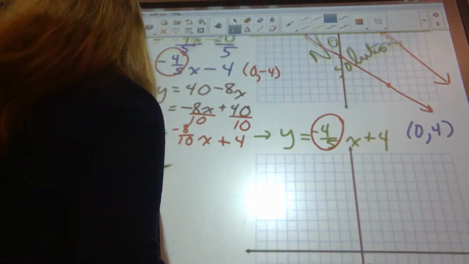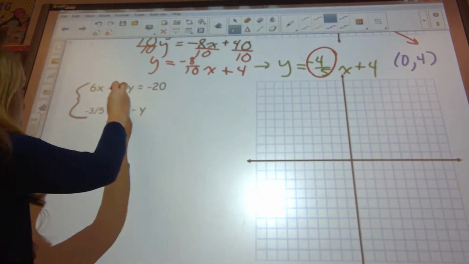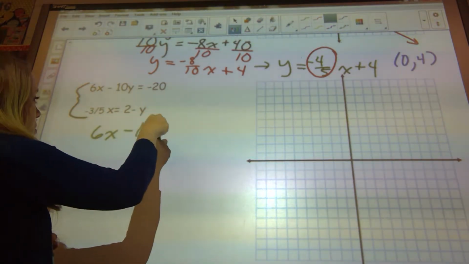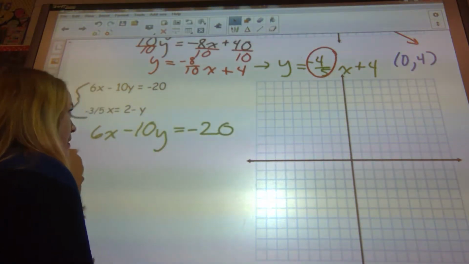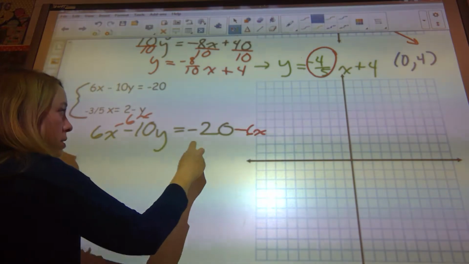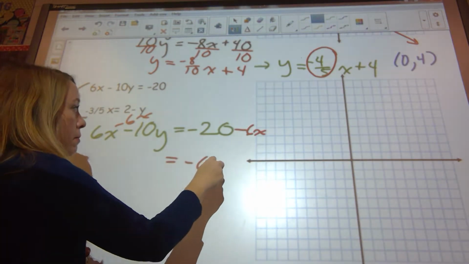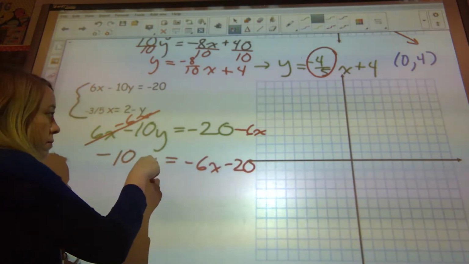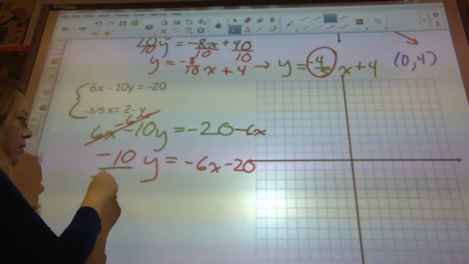All right, let's look at our last example. We have to put this into slope-intercept form, both of them, so let's do that. Here's our first equation. So I'm going to subtract 6x from both sides. And then I'm going to move it to the front because that's going to get it into our slope-intercept form. And now I need to divide by negative 10 on both sides.